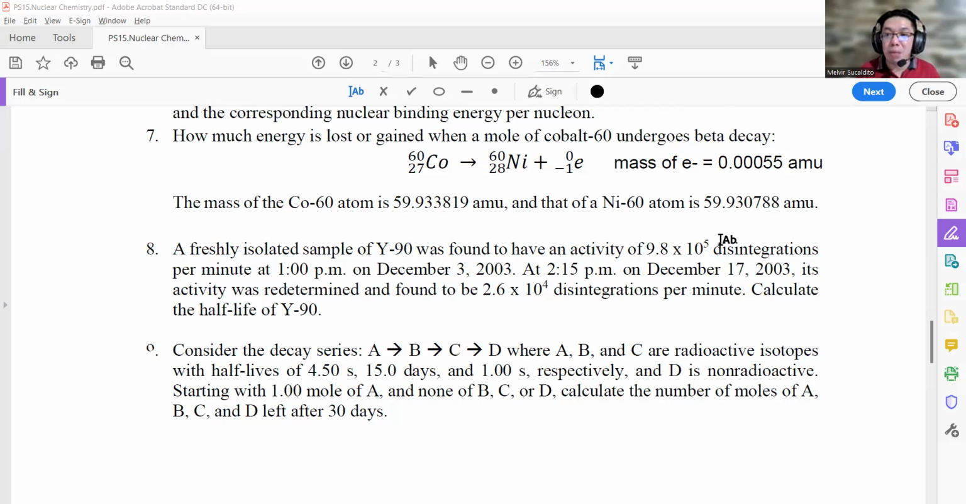So that is how many nuclei of Y90 are being disintegrated per minute at 1 p.m. on December 3, 2003.